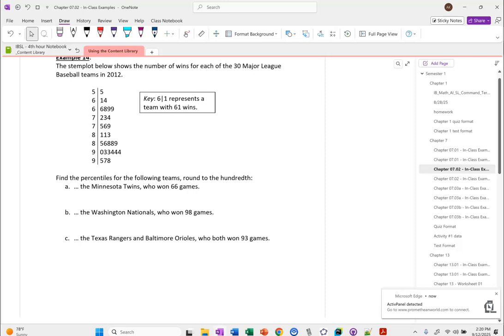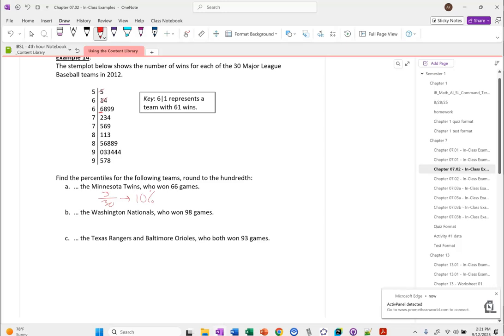Zip it. All right. So it says find the percentile for the Minnesota Twins who won 66 games. So I'm going to locate 66, which is right here. Everybody agree? Yeah. So there are 1, 2, 3 teams that they are better than. So they're going to be third out of, there should be 30 MLB teams, I think. That sounds right. So that's 10%. You're at the 10th percentile.